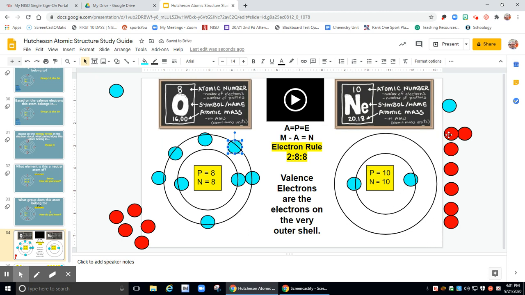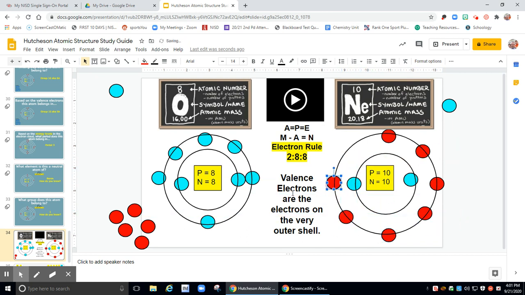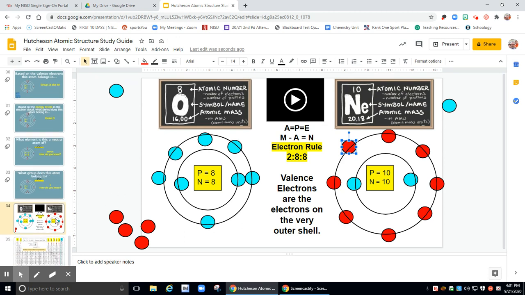And then over here we got 10. So we would put 8 total in the outer shell. We'll go ahead and just make these all red here. So a total of 10. 1, 2, 3, 4, 5, 6, 7, 8, 9, 10.